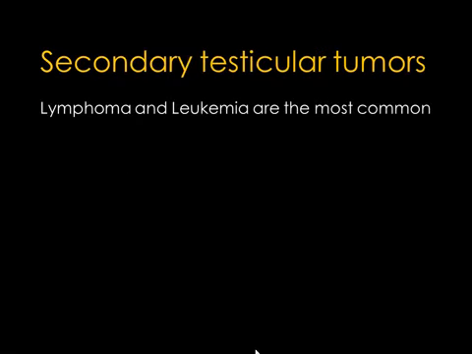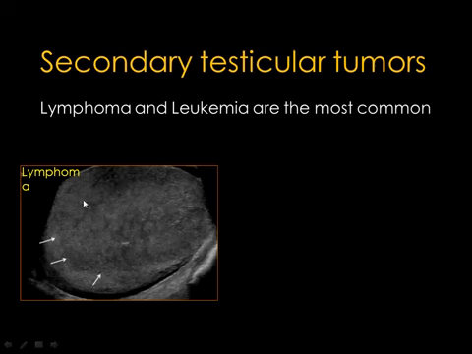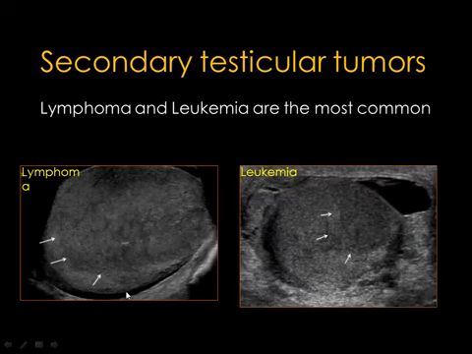Secondary testicular tumors start in another organ and then spread to the testicle. Lymphoma and leukemia are the most common secondary testicular cancers. This is an example of lymphoma. There is enlargement of the testis with a mass of uniform, low echogenicity appearance. A surrounding hydrocele is present in a patient with testicular lymphoma. And this is an example of leukemia, an area of low echogenicity in a patient with acute myeloid leukemia, and there is a small hydrocele here.